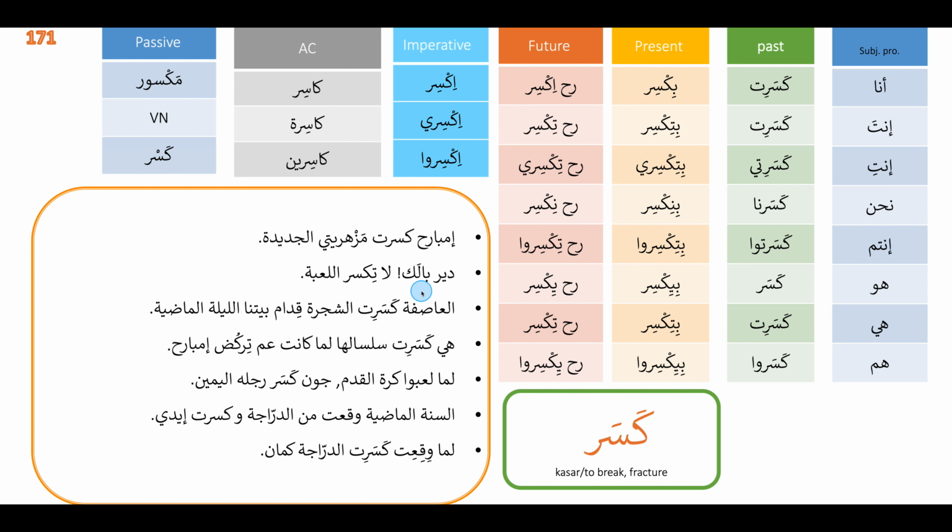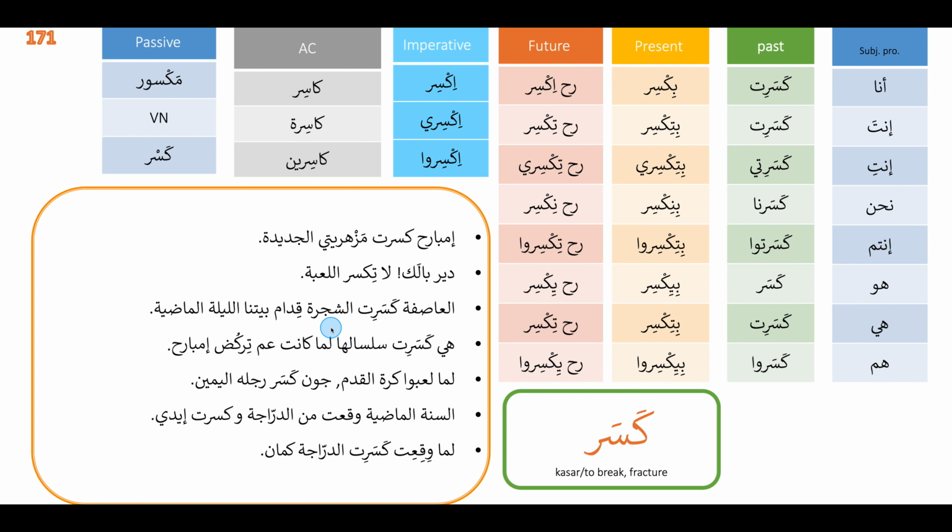دير بالك, pay attention. دير بالك, pay attention or look out. Really nice phrase for you to memorize. دير بالك. لا تكسر اللعبة. Don't break the toy. You know, pay attention, don't break the toy.